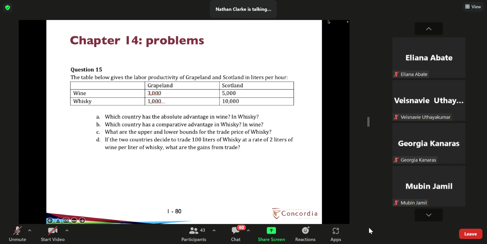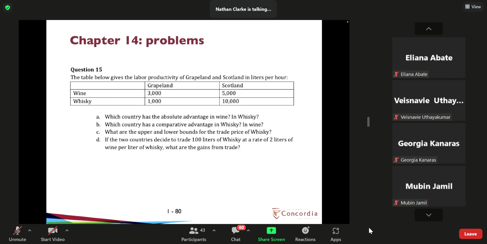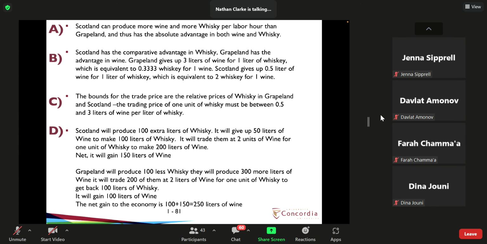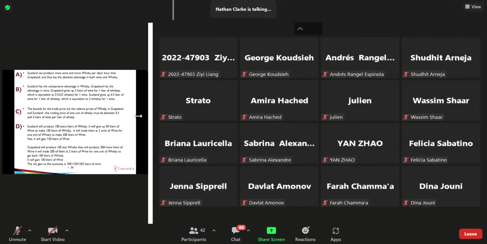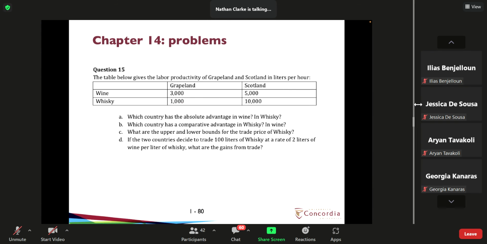Then if we do the same thing for the wine, Grapeland only has to give up 1,000 whiskey to make 3,000 wine. 1,000 divided by 3,000 gives you about 0.333. So that is the opportunity cost of wine for Grapeland. Then we do the same thing for Scotland. 1,000 whiskey divided by 5,000 wine gives you 2. Okay, so 2 is the opportunity cost of wine for Scotland. So you can clearly see that Scotland has the comparative advantage in whiskey and Grapeland has the comparative advantage in wine.